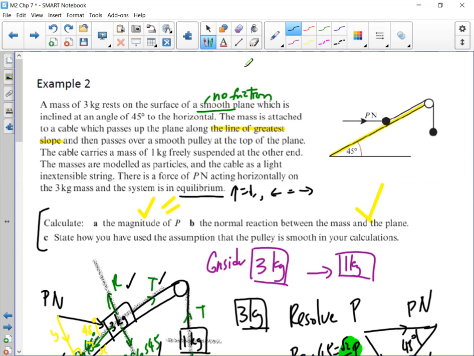State how you have used the assumption that the pulley is smooth in the calculation. Now, the way I like to approach this is obviously you can remember the answer. You should as well, but also you should understand why the answer is this. First of all, the pulley is smooth. That means it's not rusty. There's no friction in the pulley. So it's like a very shiny bolt head. There's no friction when you touch it. It feels silky smooth.